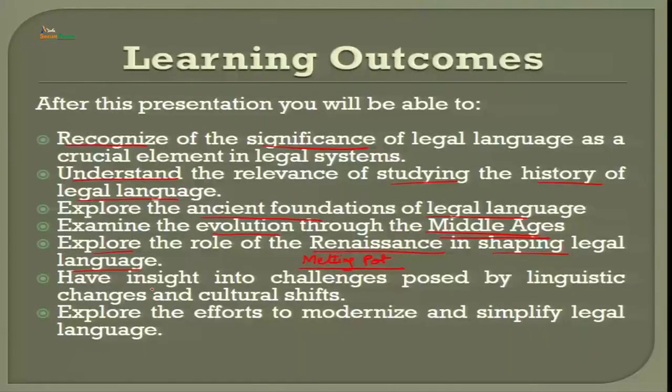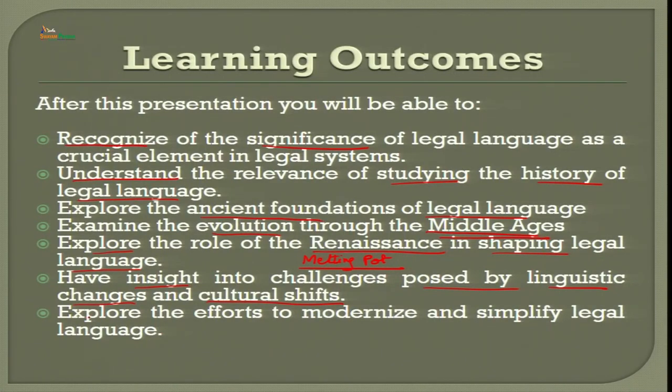Further, you would learn and gain insight into the challenges posed by linguistic changes and cultural shifts. Initially it was in English, but later it came into the regional languages also, where people started using those regional languages, that is, 22 regional languages, in interaction and transcription. You would be able to explore the efforts to modernize and simplify legal language. These are a few very important factors that you are going to learn after going through this lecture.